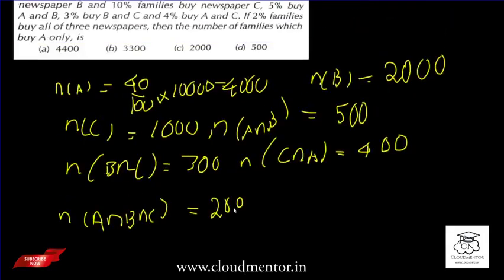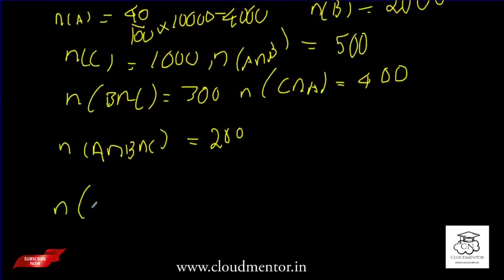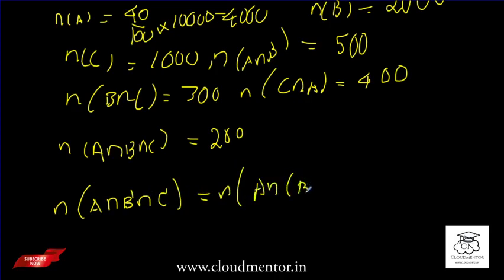Now we have to find only those people who read only A. Only A. So n of A intersection, those which are common to A, n of A intersection, those who do not read B, that is B complement, intersection C complement. We can write it as n of A intersection B union C the whole complement, according to De Morgan's law, B union C the whole complement.